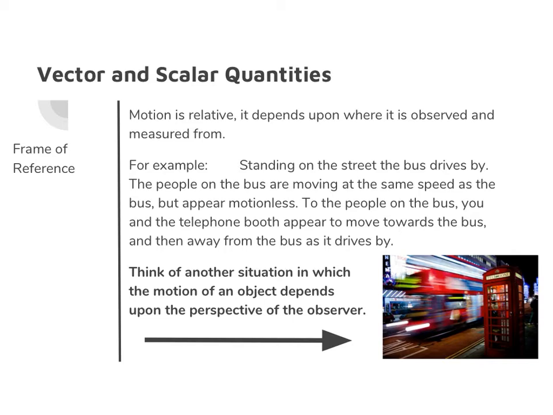So, for example, you are standing on a street and the bus drives by you. The people on the bus are moving at the same speed as you, but they appear motionless. To the people on the bus, you and the telephone booth, as pictured here below, the telephone booth appears to be moving towards the people on the bus, and then away as the bus drives by you.